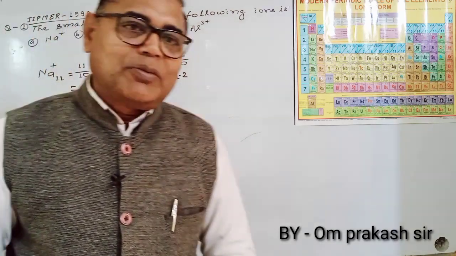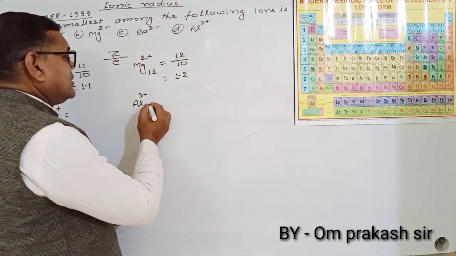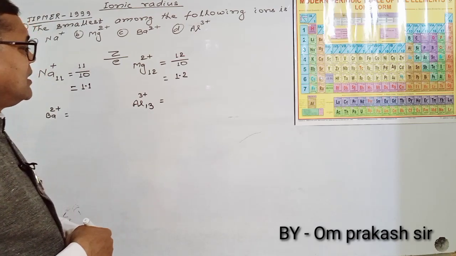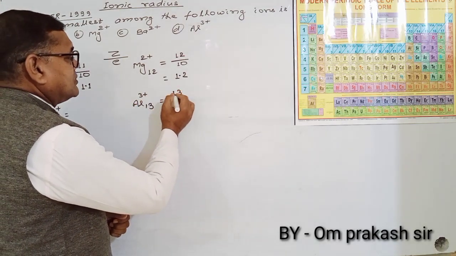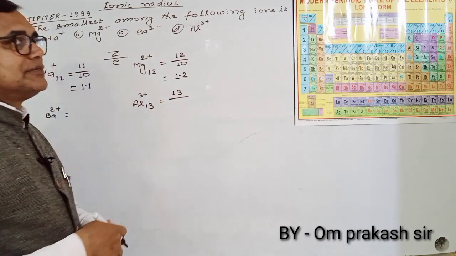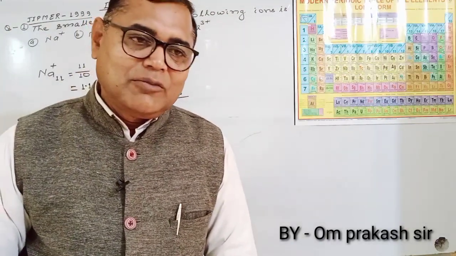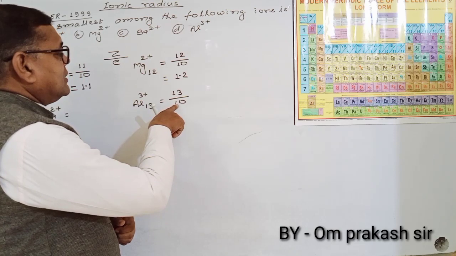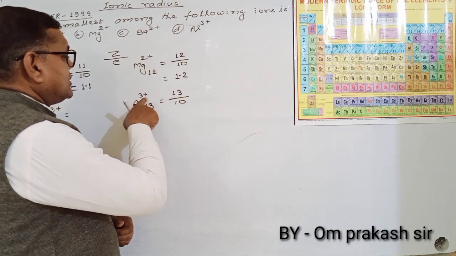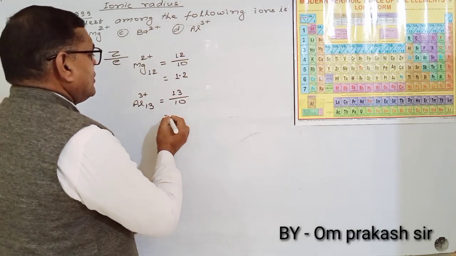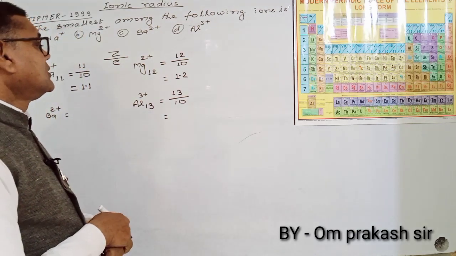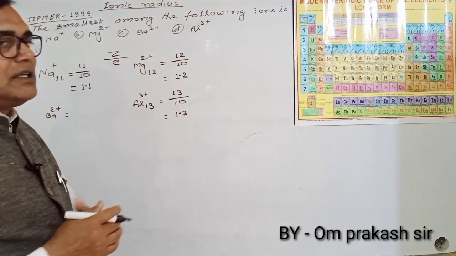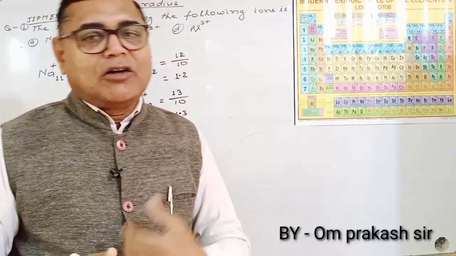Atomic number of aluminum is 13. Here we write 13. The value of Z in aluminum ion is 13. The number of electrons in aluminum ion is equal to 10. We get 10, 13 minus 3 is equal to 10. We divide and get 1.3. 1.3 is per electron effective nuclear charge.